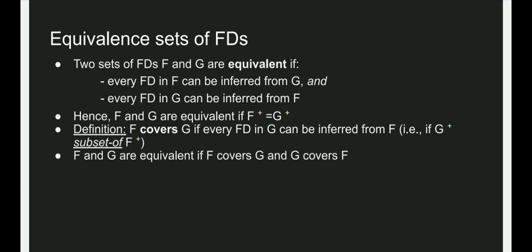We can have one or more functional dependency sets for a given relation. How we say they are equivalent is like this. Two sets of FDs F and G are equivalent if and only if every FD in F can be inferred from G and every FD in G can be inferred from F. In short, F plus equals G plus. We define it like this: F covers G if every FD in G can be inferred from F, and vice versa. So F and G are equivalent if F covers G and G covers F.